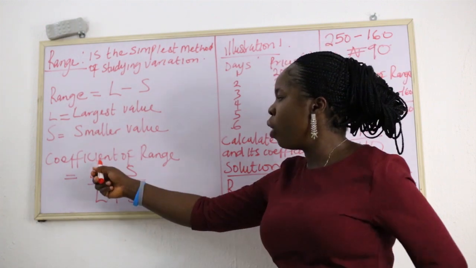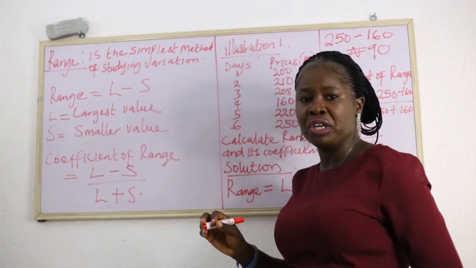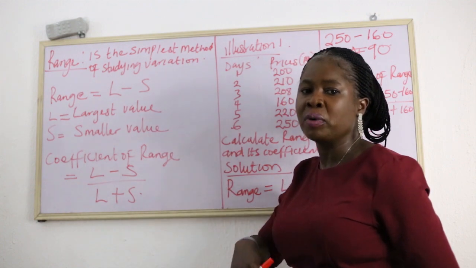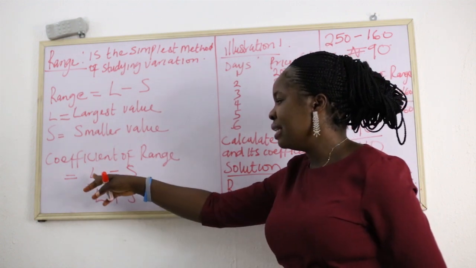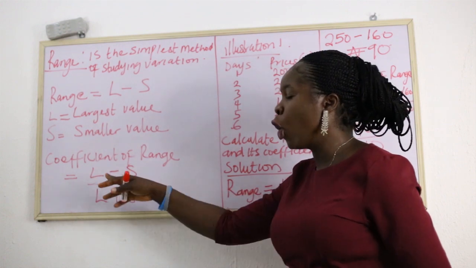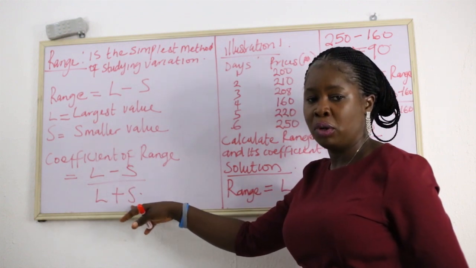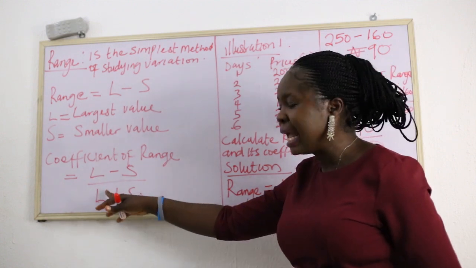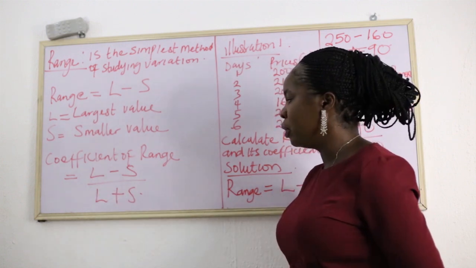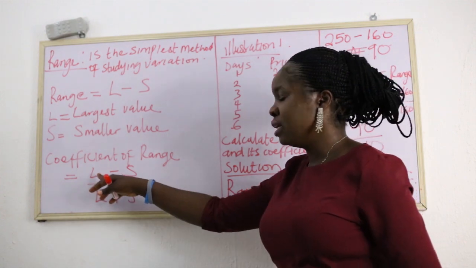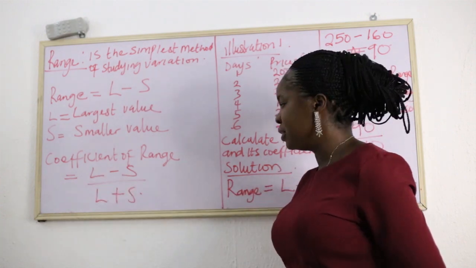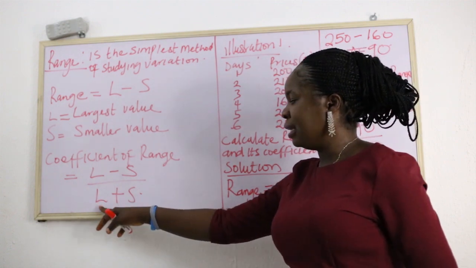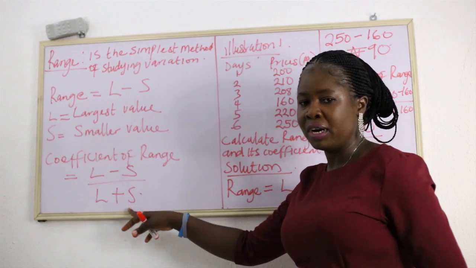Then also, what is the coefficient of range? The coefficient of range is just the formula of range in a ratio form. That is, large value minus small value, all over large value plus small value. Depending on the author, it could be highest or large, but I have decided to use the large value minus the small value, all divided by the large value plus the small value.